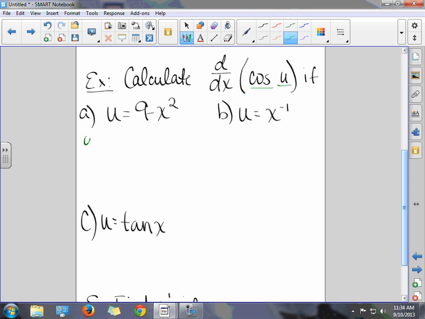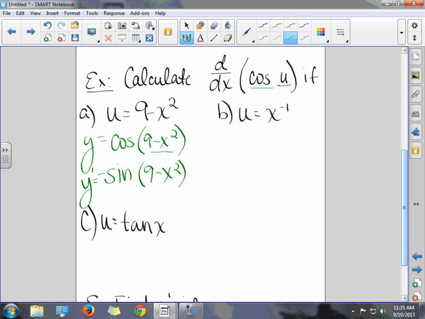I'll just call it y, with the inner function plugged in. So this will be cosine of 9 minus x squared. I'm going to do the derivative of the outer function and just leave the 9 minus x squared there. The derivative of cosine is negative sine. Let's make some notation here. So y prime is going to be equal to negative sine of, not x, but 9 minus x squared.